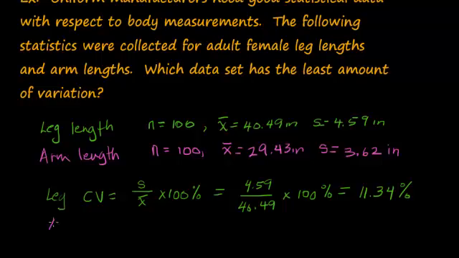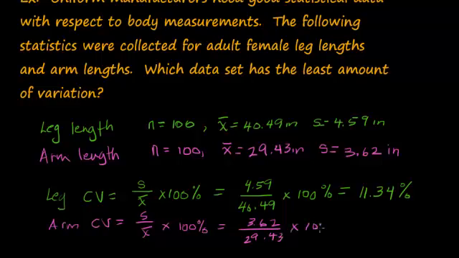For the arm lengths, the arm CV, standard deviation over the mean, times 100%. So here our standard deviation, 3.62 divided by 29.43 times 100%. And this time, rounded to 2 decimal places, I get 12.30%. So even though the standard deviation was smaller for arm lengths, there's more variation in the data.